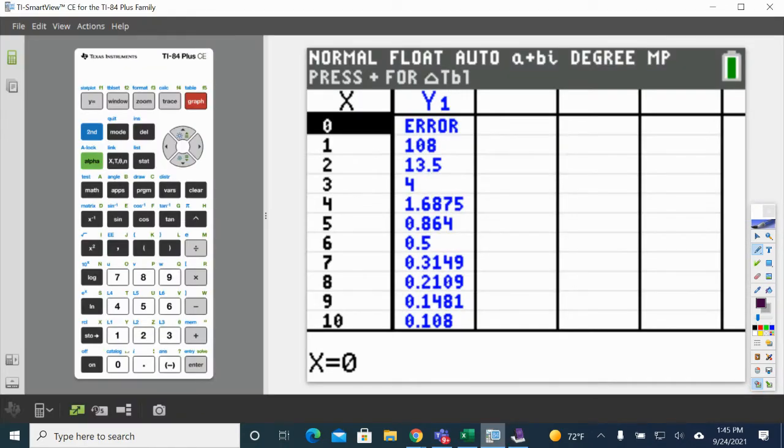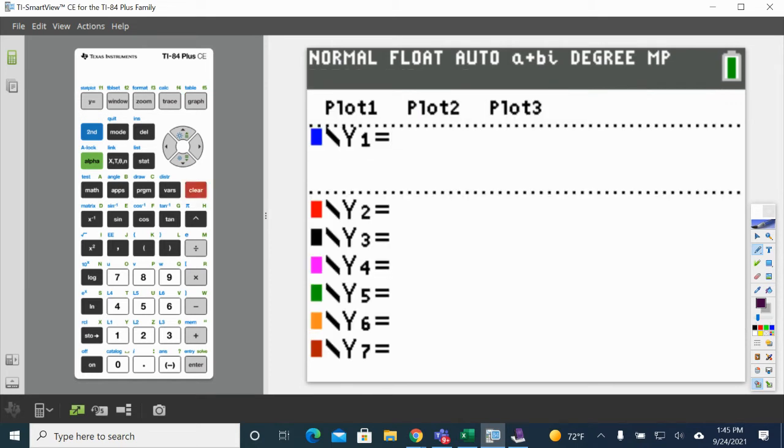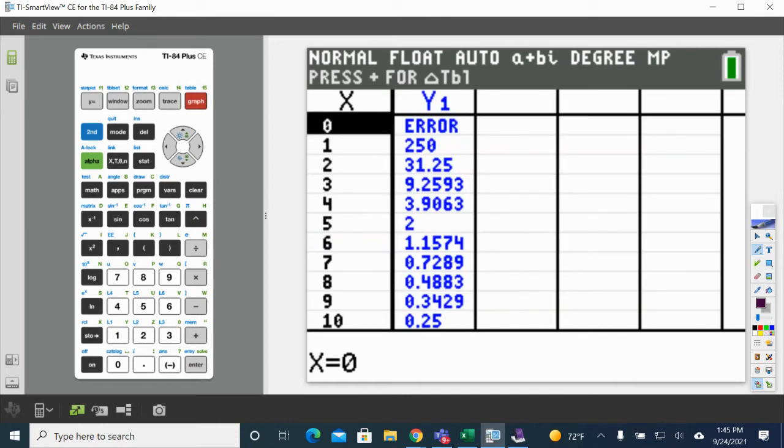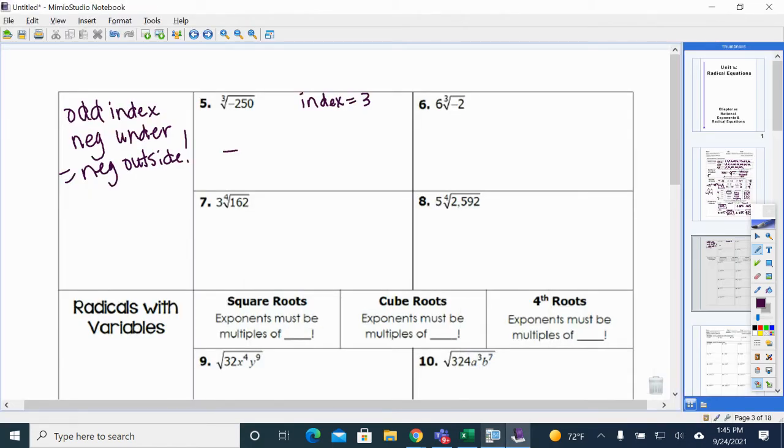We're going to take 250. Again, leave off the negative. Just take the number, divide by x cubed. Find our answer here. So 5 and a 2: 5 times the cube root of 2. And it's going to be negative 5 times the cube root of 2.